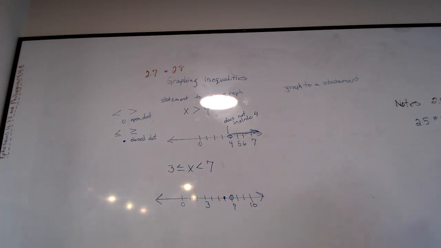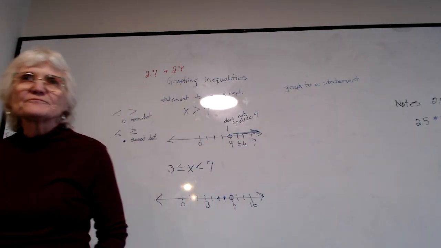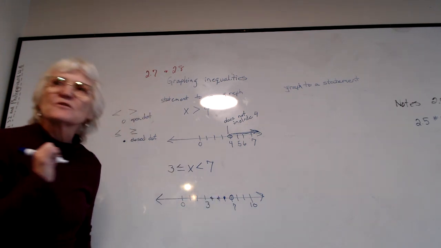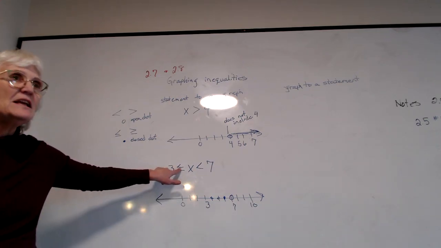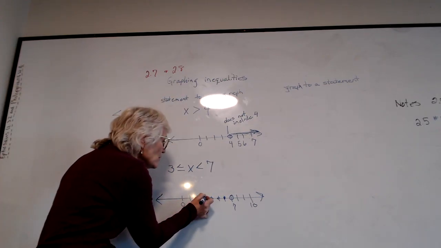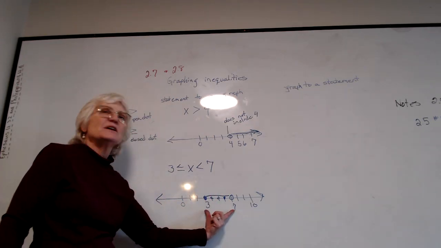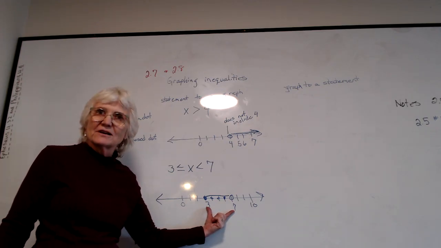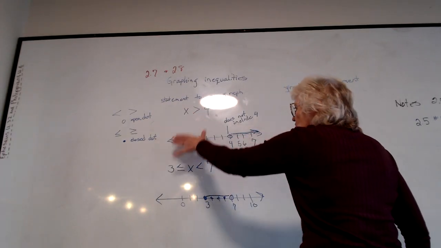What's another number that we could put that works in there? Yeah, 5. 5 works. Does 4 work? Yeah. Does 3 work? Is 3 greater than or equal to 3? Yes, it's equal to. This one says it can be equal to. So I'm going to put a closed dot. And these are the only numbers that work because it has to be greater than or equal to 3 and less than 7. Okay, so that's going from a statement to a graph.